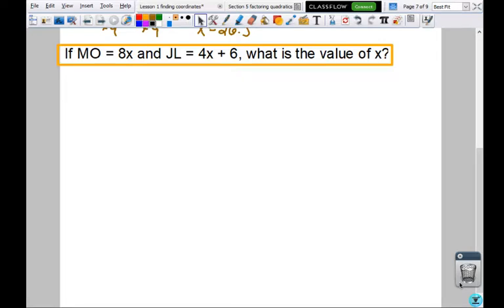Alright. So what we did before is we said the big one equals the little times 2, right? So which one is the little one? Okay, so we're going to have 4x plus 6 equals MO, which is 8x, times 2. What is 8x times 2? 16x. So you get 4x plus 6 equals 16x.